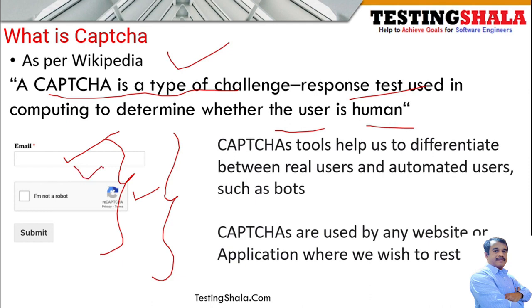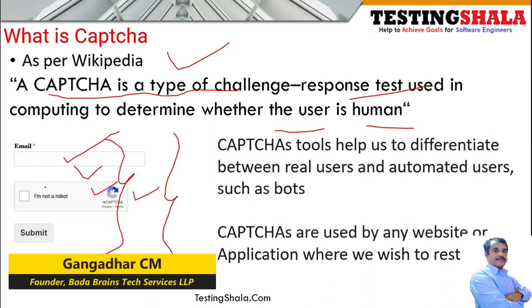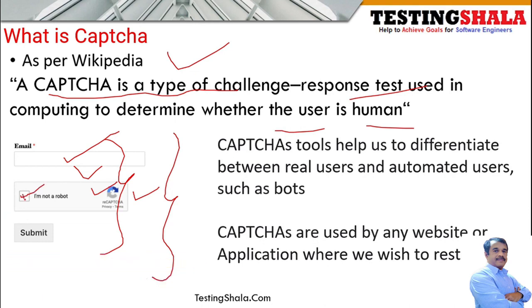In order to verify whether I am a human being or a bot, there is an introduction of a Captcha where we will be asking to verify whether you are a robot or not. If you are not a robot, just click on this checkbox. Then after entering email IDs, the application will take you to the next step. That is the main purpose.